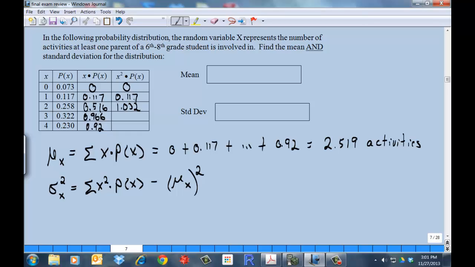1.032. 3 squared is 9. 9 times 0.322 is 2.898. And then 4 squared is 16. 16 times 0.230 is 3.68.